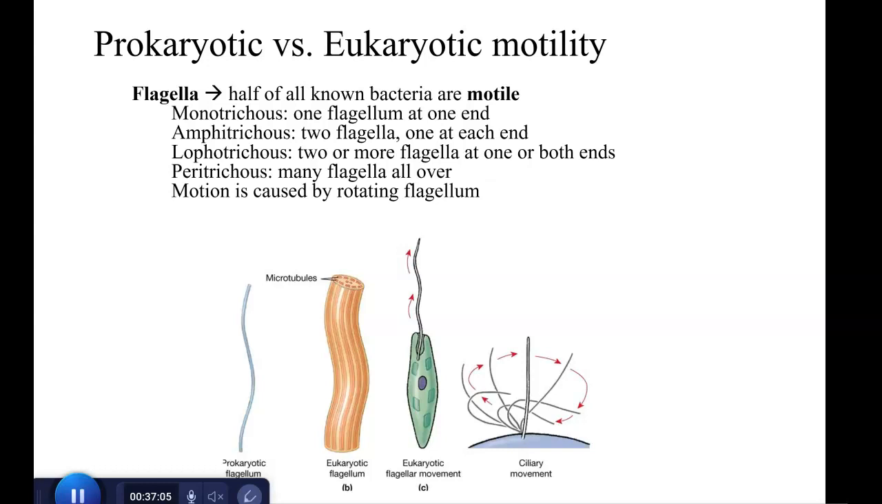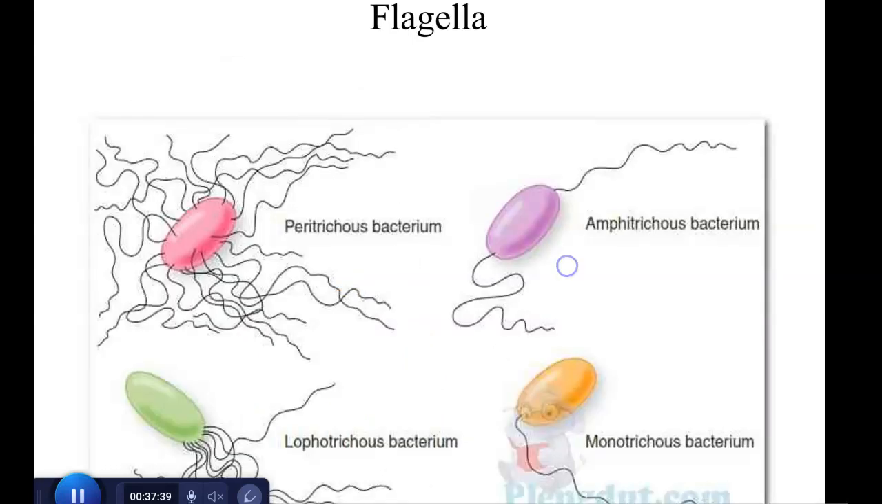And we can have a variety of configurations. So Monotrichous would be one flagella, Amphitrichous would be two flagella, one at each end, Lophotrichous, two or more flagella at one or both ends. Peritrichous means that they would be all over the surface. So peri means around. So they would actually have all of these flagella around the perimeter. And they can actually move this flagella in different directions to help them move towards things that are good, like nutrients, or even away from bad things, like maybe chemicals or hazardous things.